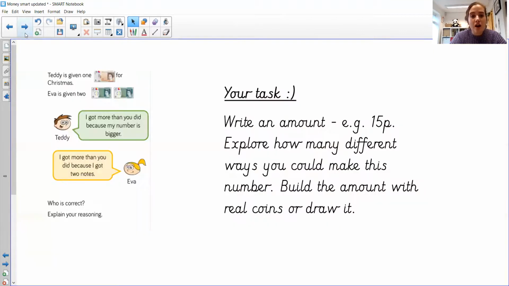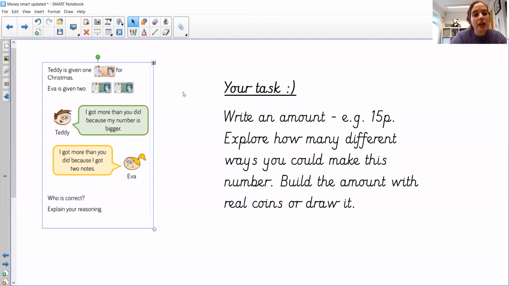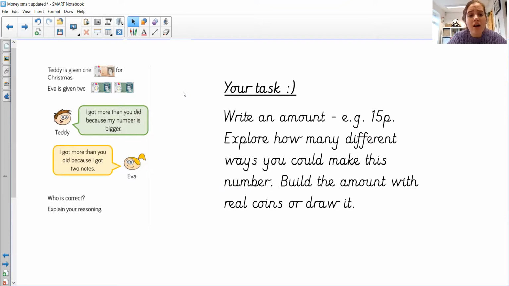So this is your task for today. So first of all, you've got a little bit of a challenge on notes, because we've explored that today. Teddy is given 1 £10 note for Christmas. Eva is given 2 £5 notes. And Teddy says, I got more than you did because my number is bigger. I got more than you did because I got 2 notes, says Eva. So Eva thinks she's got more because she's got 2 notes. Who is correct? And explain your reasoning.